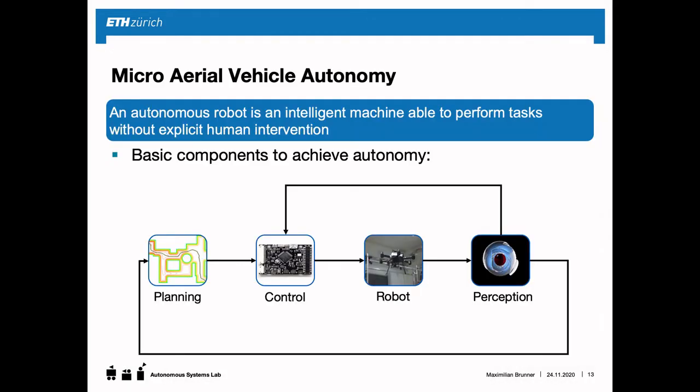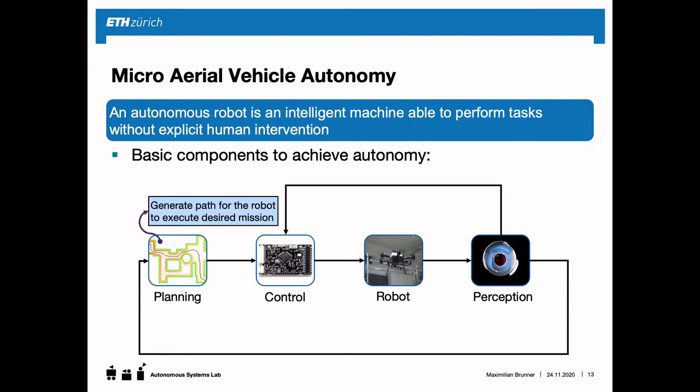So what does it mean for an MAV to be autonomous? We basically have the definition of autonomy here on the slide, which says that an autonomous robot is an intelligent machine able to perform tasks without explicit human intervention. And we see here in this diagram the four basic components for this autonomy. On the left side, first of all, the planning, then the control, then this control is fed into the robot itself, so into the MAV, and then we need some perception, which is then again used in the later planning step.